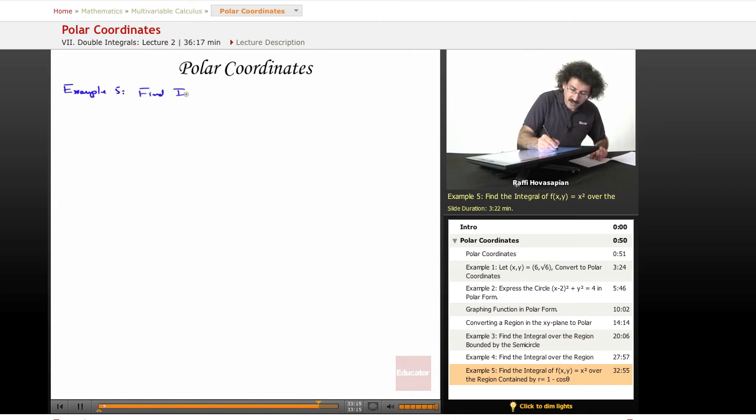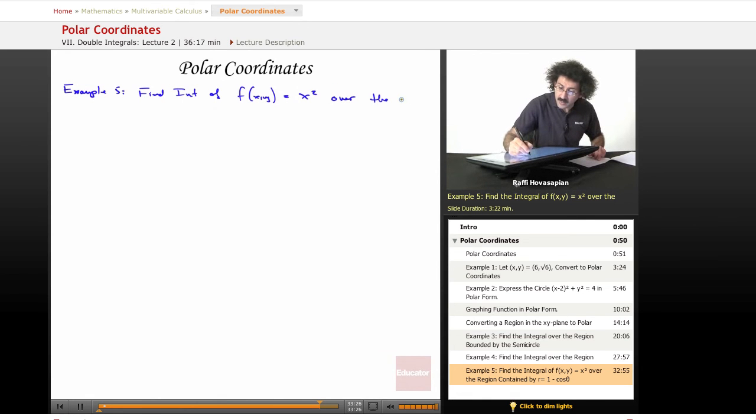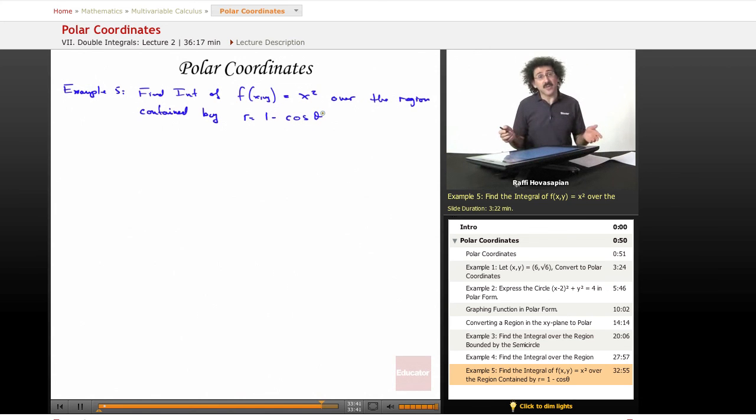Okay, find the integral of f of x, y is equal to x squared over the region contained by r equals 1 minus cosine theta. So in this particular case, they gave us the equation, the particular region, in polar coordinate form already. Okay, let's go ahead and draw out what this region is.